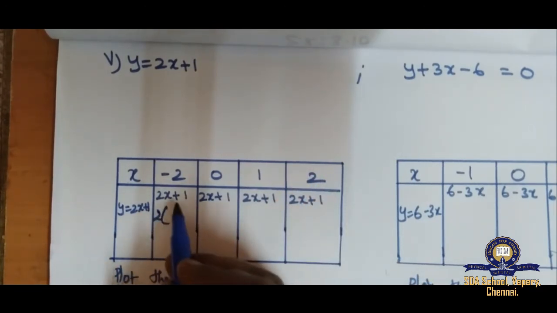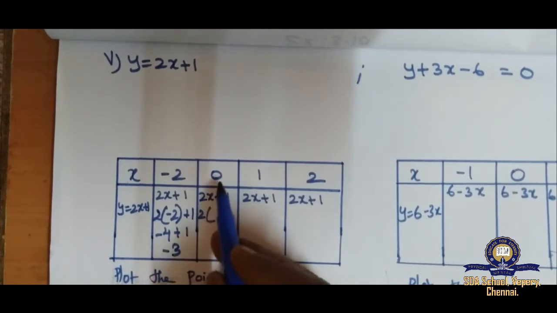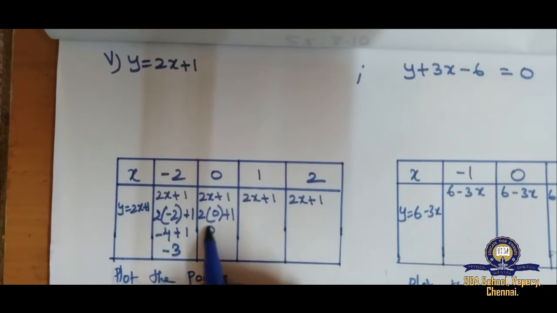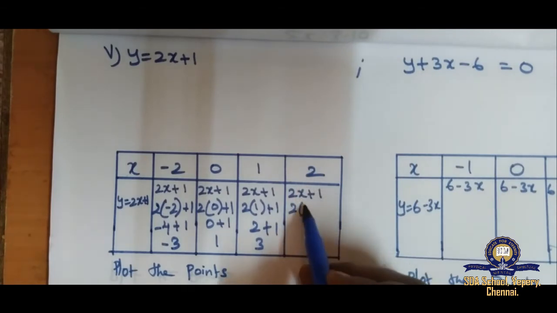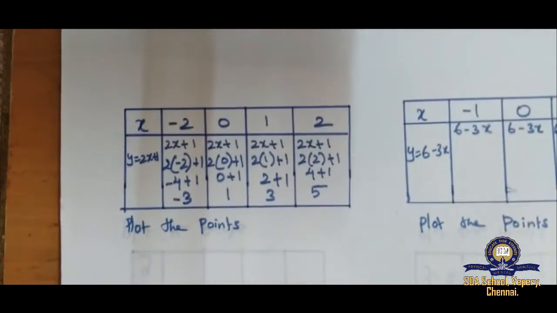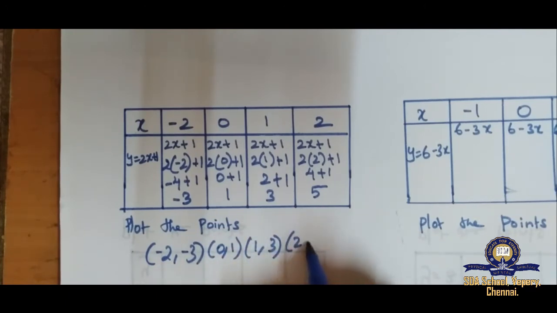I am going to substitute minus 2 instead of x: minus 2 plus 1. Minus 2 into minus 2... actually 2 into minus 2 is minus 4, plus 1, that means minus 3 is the answer. In the same way, here I am going to substitute 0. 2 into 0 is 0, plus 1 is 1. Here 2 into 1 plus 1: 2 ones are 2, 2 plus 1 is 3. Here 2 into 2 I am going to substitute: 4 plus 1 becomes 5. So what am I going to plot here? Minus 2, minus 3, 0, 1, 1, 3, 2, 5.